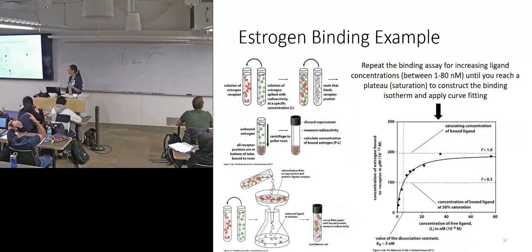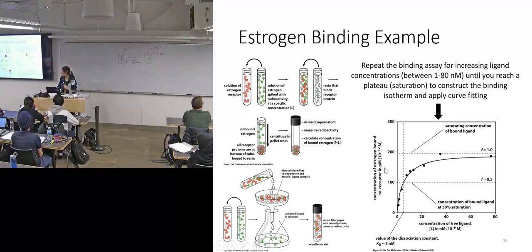So here we go. I want to make my binding curve for estrogen to its receptor. I'm going to repeat this assay for increasing concentrations of ligand until I reach a plateau, until I hit my saturation point, and then I know I've bound up all the protein that there was. Down here we have concentration of free ligand in nanomolar, and we have our concentration of estrogen bound to our receptor. This happens to be in picomolar. These will depend on what species you're working with, what order of magnitude you're at.